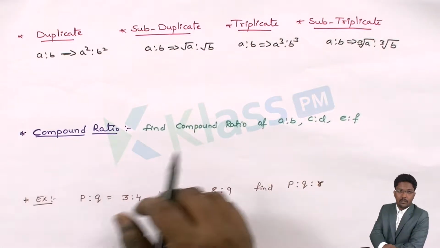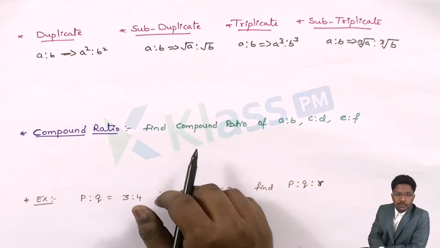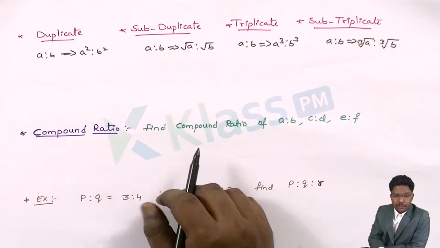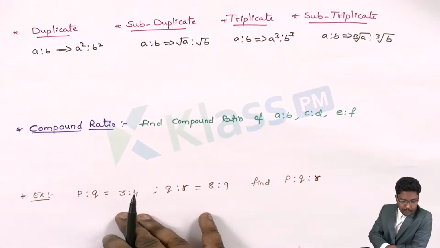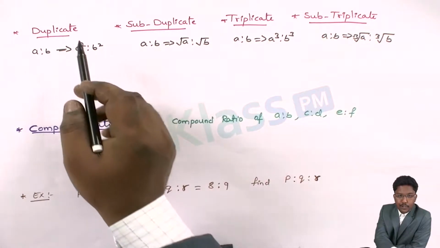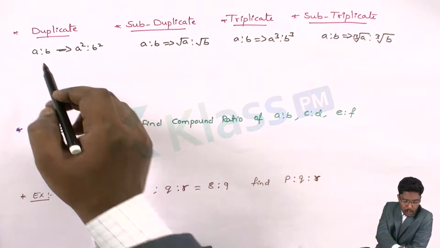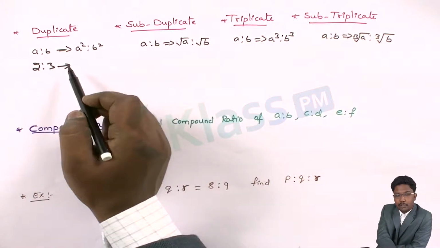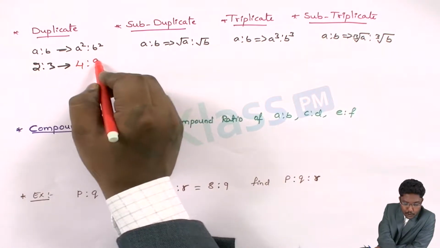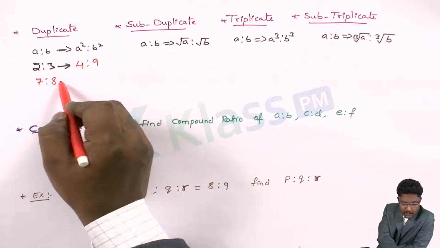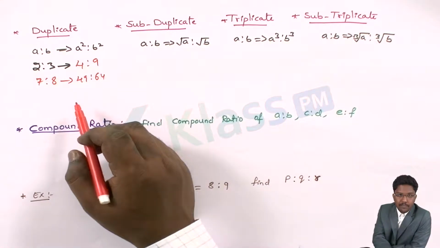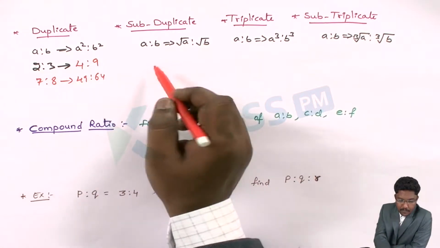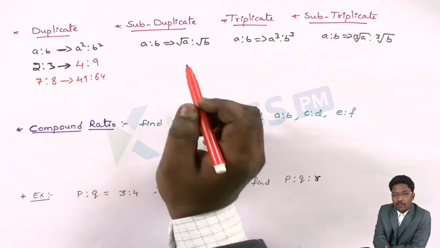Next, moving to the sum over: duplicate ratio, subduplicate ratio, triplicate ratio, subtriplicate ratio. What is the duplicate ratio? Let us see. A is to B is a normal value. Then the duplicate ratio of it is A square is to B square. So for 2 is to 3, what is the duplicate ratio? Square of it, 4 is to 9. For 7 is to 8, it is 49 is to 64. Like this, the duplicate ratio is the square of the ratio. Okay. Subduplicate ratio is the square root of the ratio.